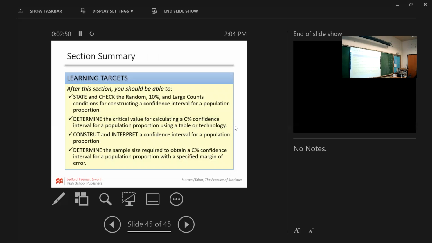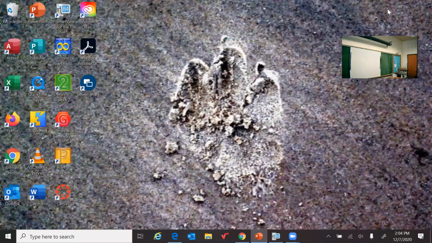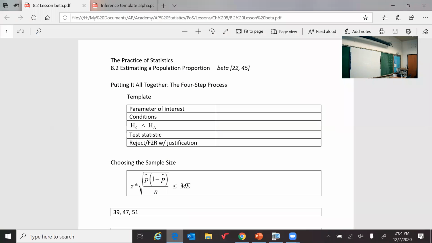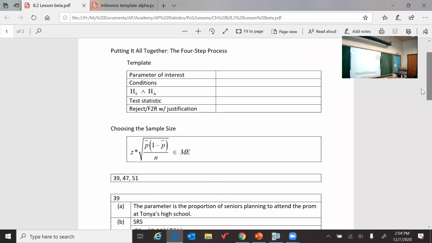So, there are the bullet points. Please, here's the big deal. You are doing a confidence interval for a proportion. That's what the section's about. So, we're going to pause the video while you go to 3 questions. Ready? 39, 47, and 51. 39 and 47 have the same data set.